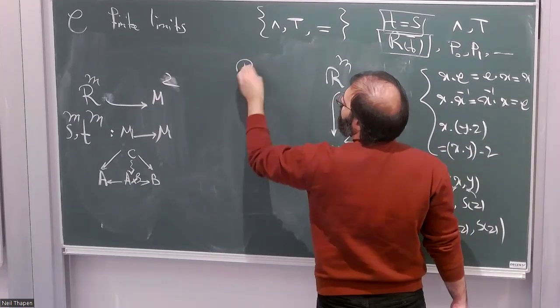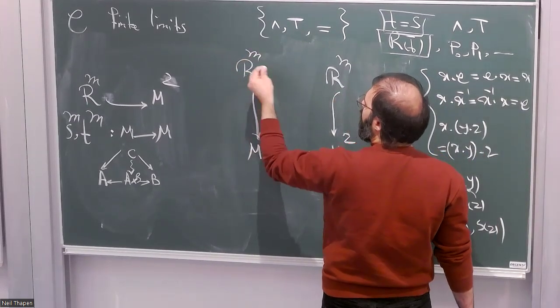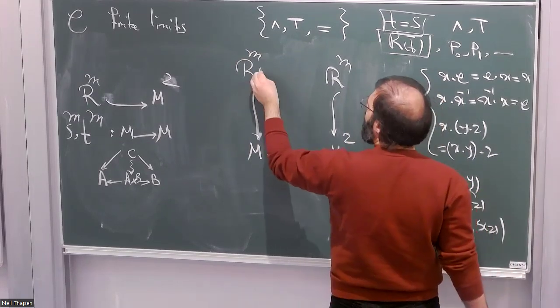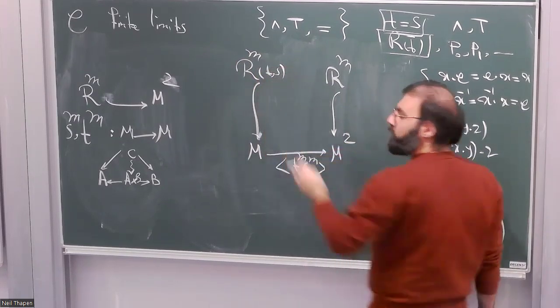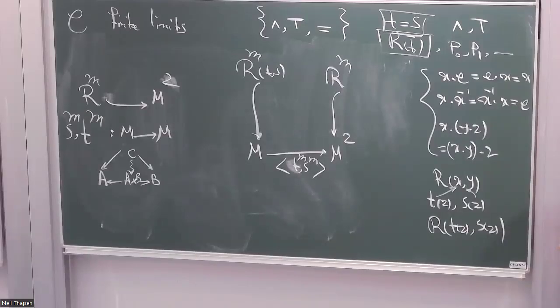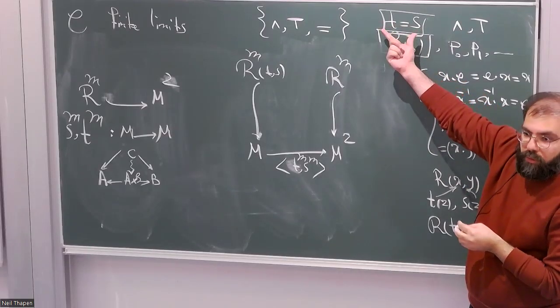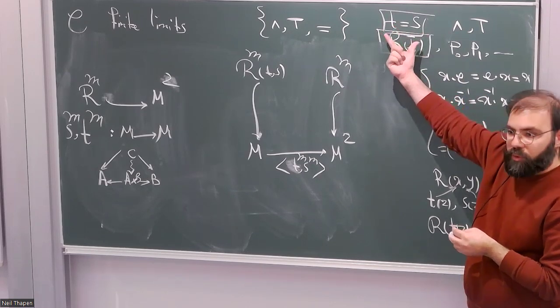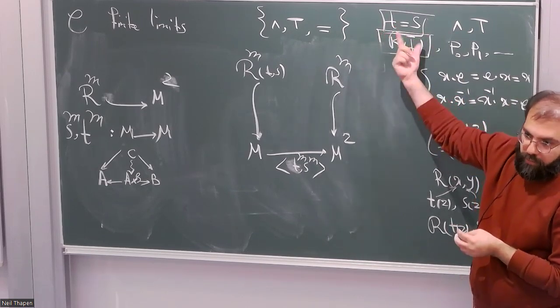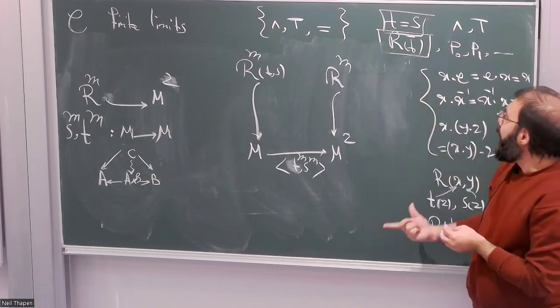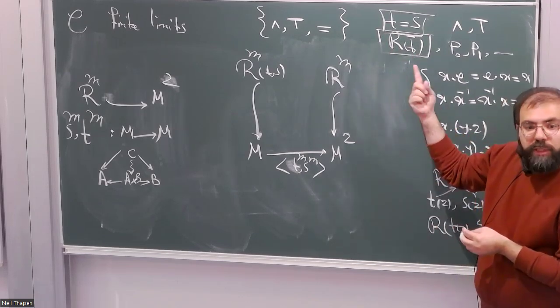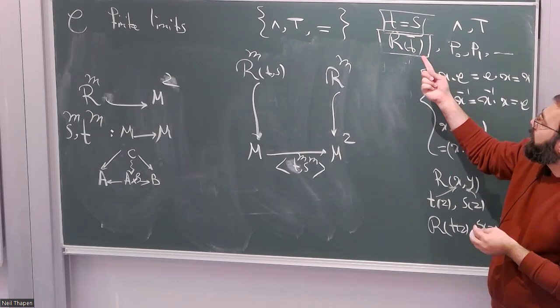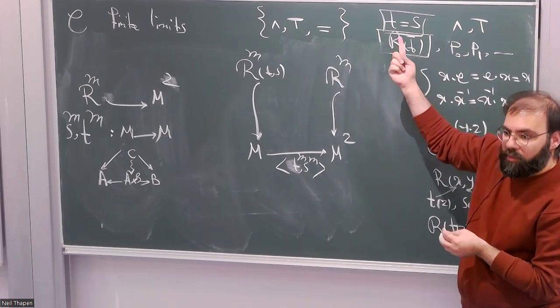This would be just RM, I don't know, composed with T and S, whatever. And you can do the same with this guy, right? So there's no difference. It is just a sub-object of M squared, just pull it back over the pair Ts. So now I have the power to interpret any basic formula, right?